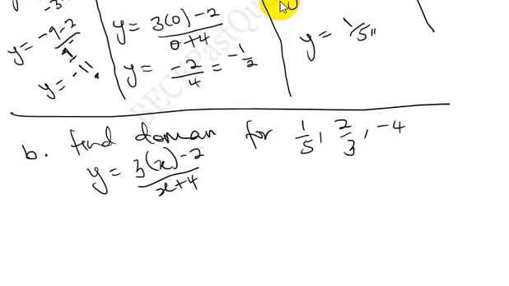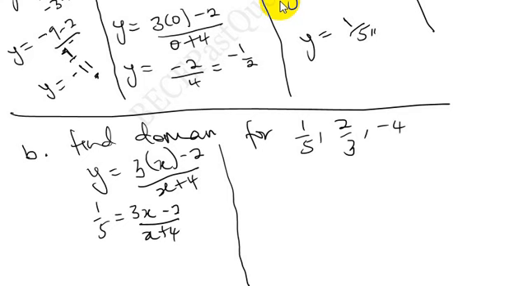The element. Now that we are finding domain, it means that we are giving the y to find x. Okay, we are giving the y to find x. So we'll pick the first one, 1 over 5. So 1 over 5 being equal to 3x minus 2 all on x plus 4. Now what do we do? We cross multiply.